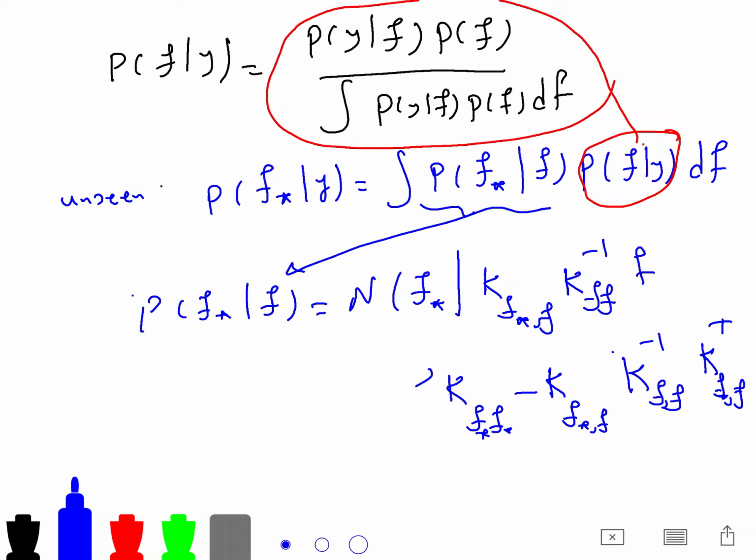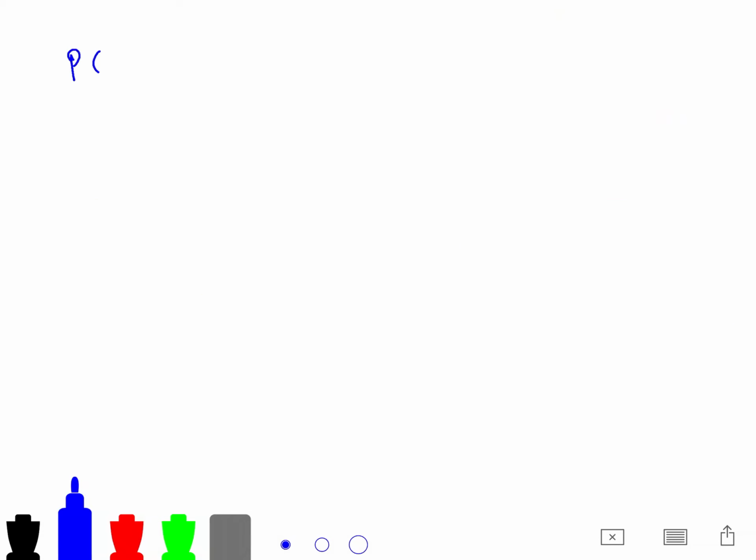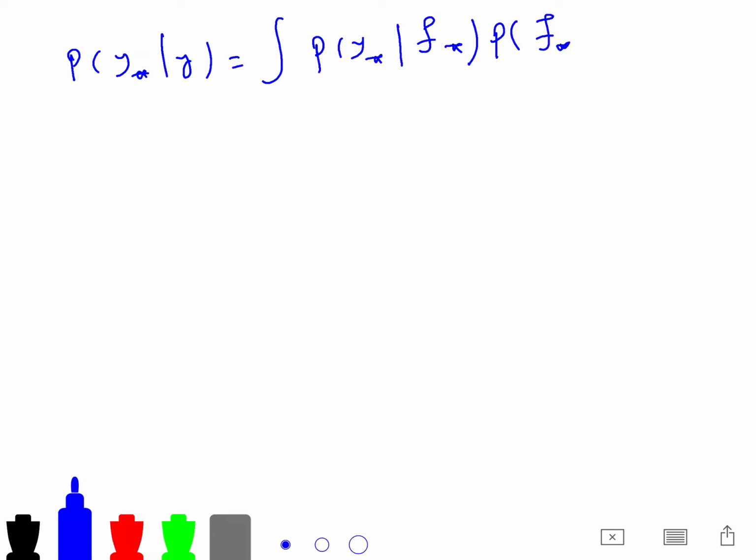So the prediction of values y star is P of y star conditioned on y, which is equal to the integral of the probability of y star conditioned on f star times, for unseen inputs that I said, P of f star conditioned on y, df star. So when the likelihood is Gaussian, everything is tractable.